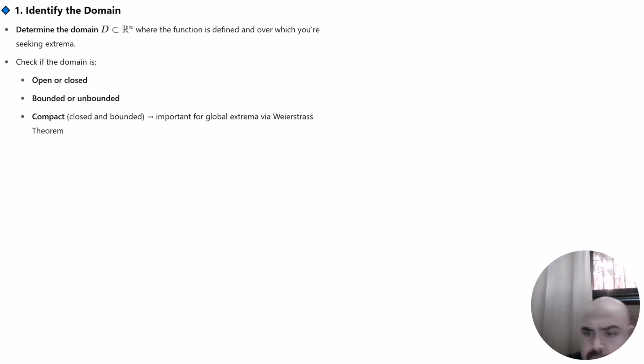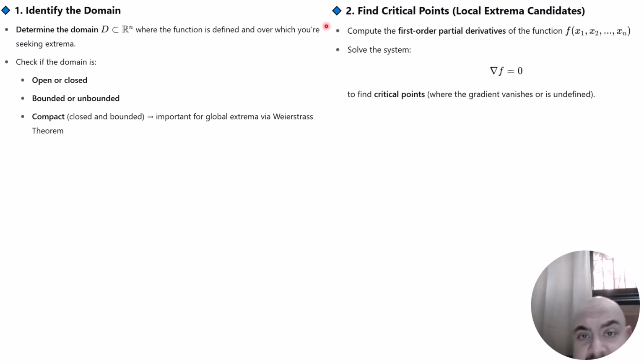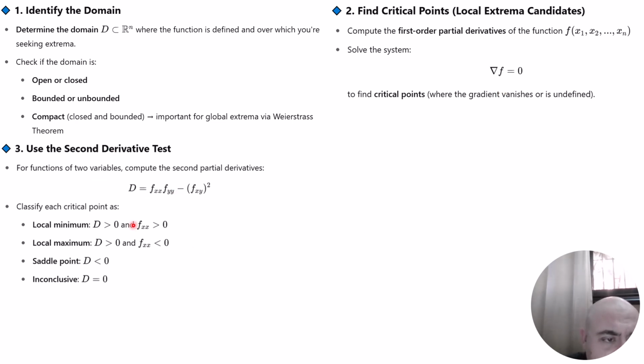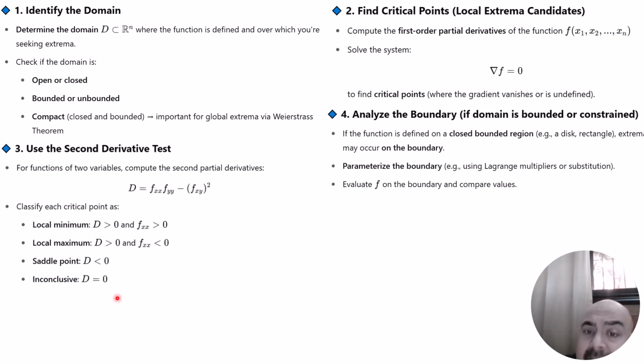Identify the domain in a much wider look. It means open or closed, bounded or unbounded, compact, closed and bounded. Important for global extrema via the Weierstrass theorem. Find the critical points by putting the gradient vector equal to 0. Use the second derivative test with the Hessian matrix if applicable. Analyze the boundary if the domain is bounded or constrained. If the function is defined on a closed bounded region, like a rectangle, extrema may occur on the boundary.